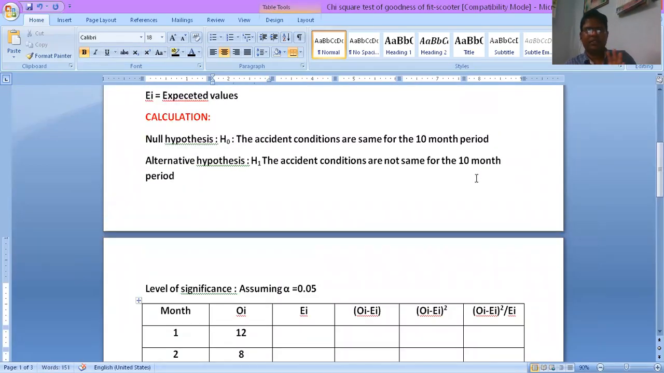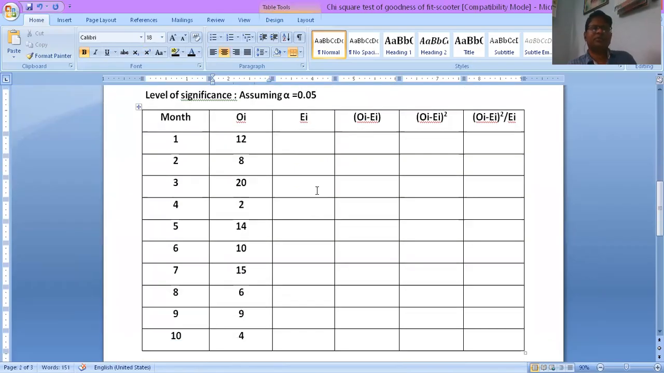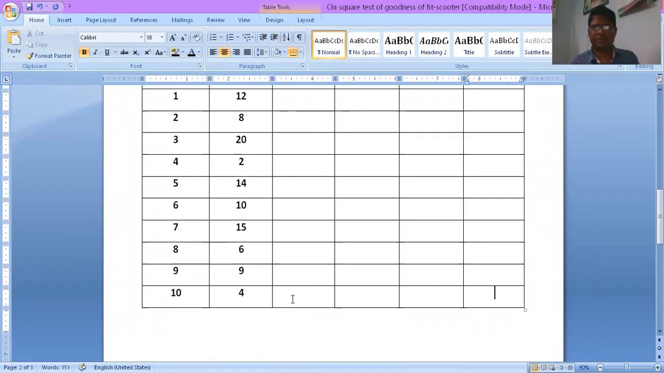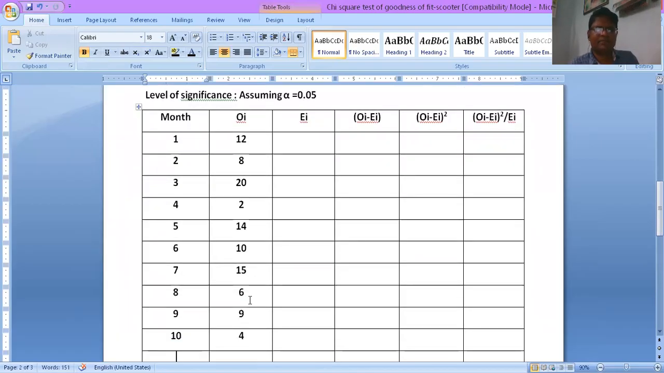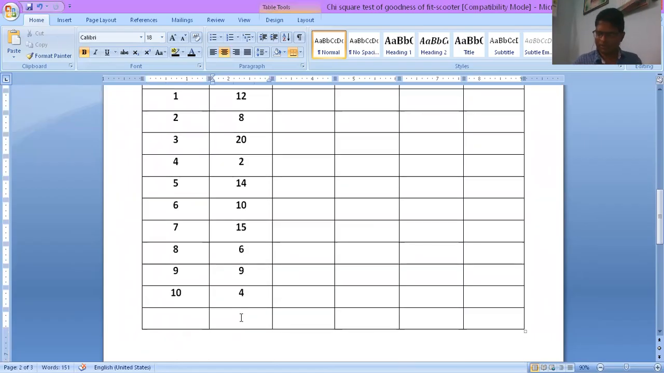Now, what is the expected value? The third column, ei. Actually, the expected value is not given in this problem. So we take the average of the observed frequencies and treat that average as the expected frequency for each individual item in the observed frequency table. So we sum the values: 12 plus 8 is 20, plus 20 is 40, 42, 56, 66, 81, 87, 96, 100. The total of all the observed frequency values is 100.